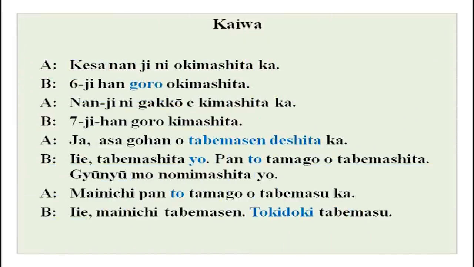So, well, the conversation is again between two people, A-san and B-san. I'll read it out to you once and let us see how much you have understood. Kesa nanji ni okimashita ka? 6 ji han goro okimashita. Nanji ni gakko e kimashita ka? 7 ji han goro kimashita. Ja, asa gohan o tabemasen deshita ka? Iie, tabemashita yo. Pan to tamago o tabemashita. Gyunyu mo nomimashita yo. Mainichi pan to tamago o tabemasu ka? Iie, mainichi tabemasen. Tokidoki tabemasu.